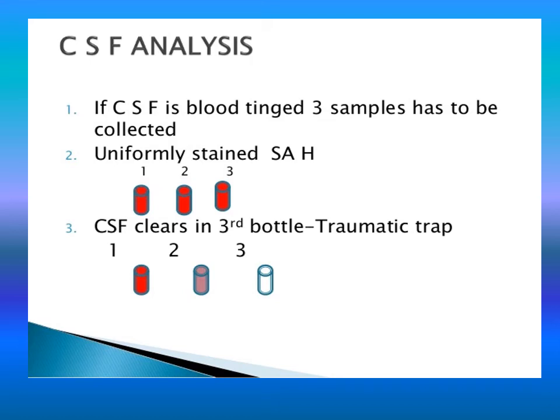CSF analysis: if CSF is blood tinged, 3 samples have to be collected. If uniformly stained in bottles 1, 2, 3, that is a bleed; if bottle 2 is stained and CSF clears in bottle 3, that is a traumatic tap. Here you can see the 3 bottles, they are in different colors, collected at different stages.